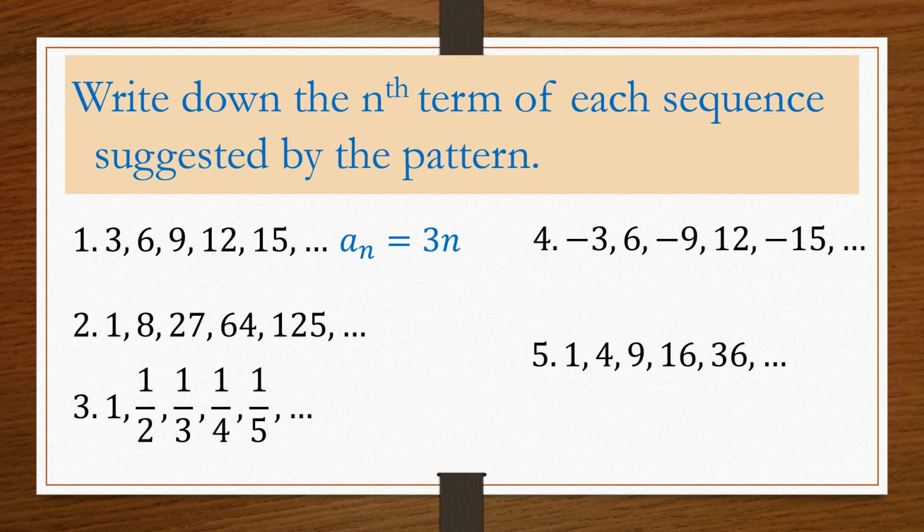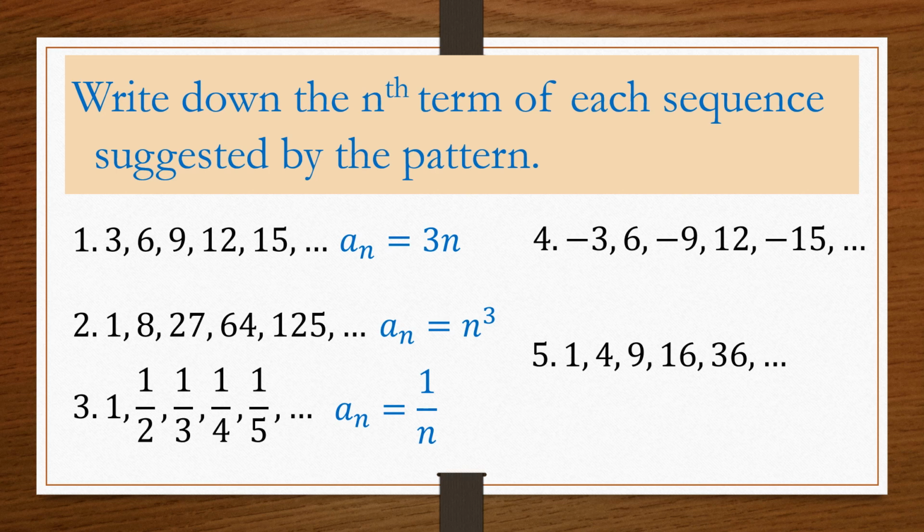For number 2, we have 1, 8, 27, 64, 125. Notice that these are cubes of numbers. So the general term is a sub n equals n raised to 3. What about number 3? We have 1, 1/2, 1/3, 1/4, 1/5. So notice that the denominators increase consecutively. So the general term is a sub n equals 1 over n.